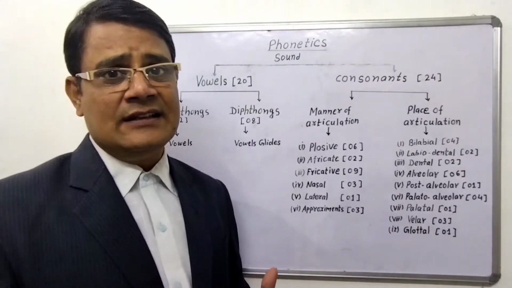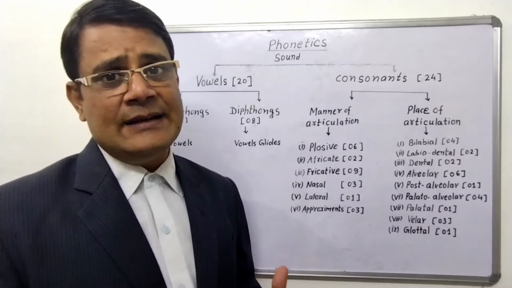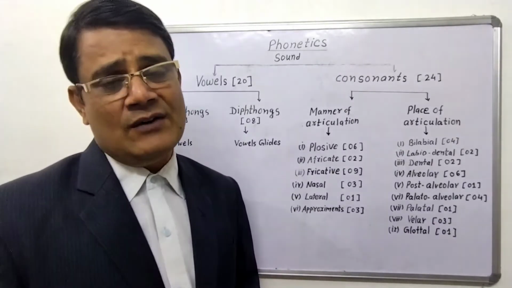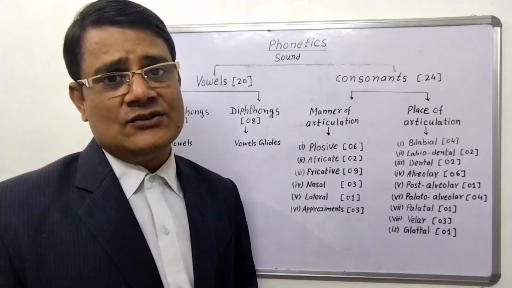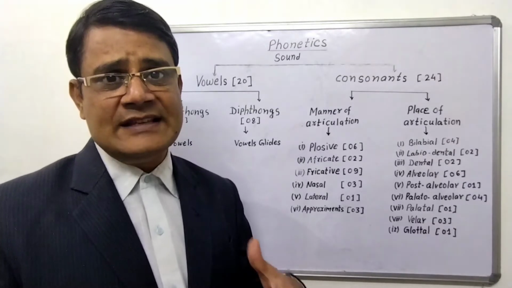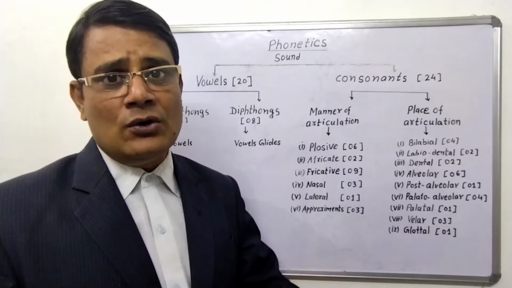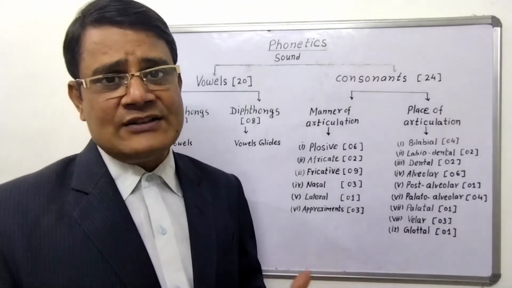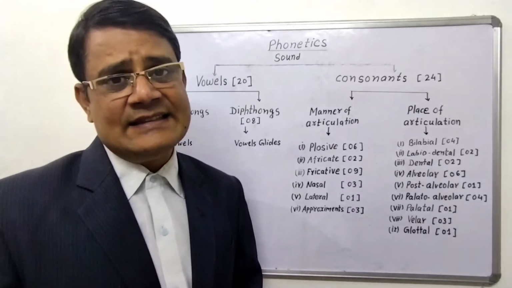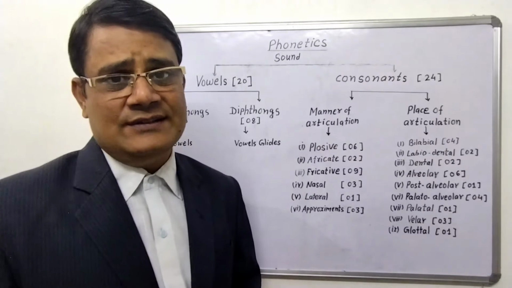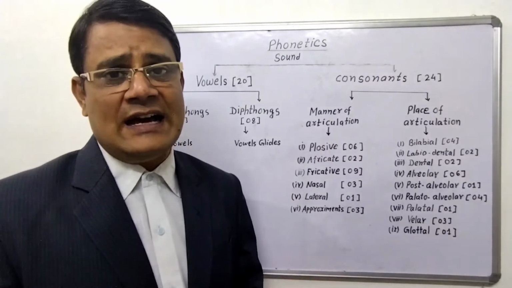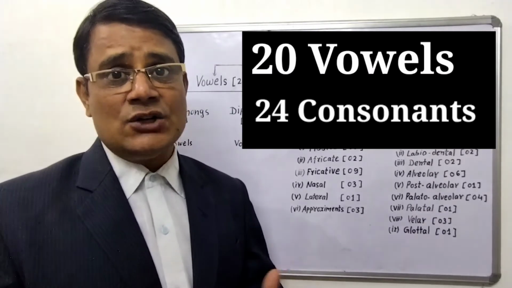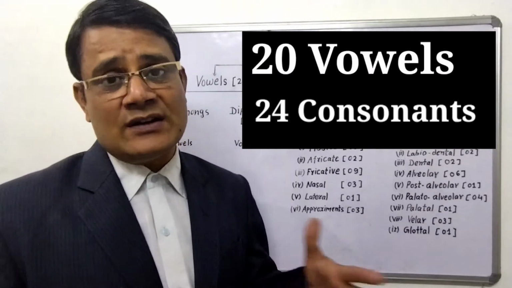When there is no friction in the production of a sound, then these sounds are vowels. So no friction means no narrowing, no closure of the air passages that would cause audible friction. That is a vowel sound. Rest all sounds are consonants. In English sounds, there are 20 vowels and 24 consonants.